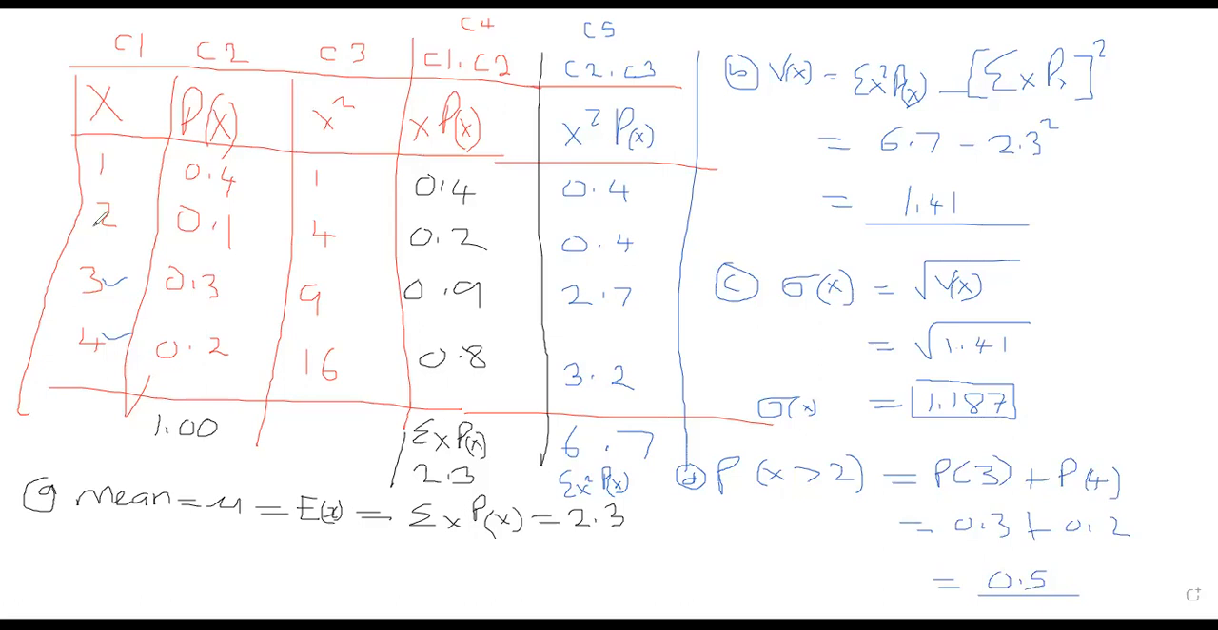If they say probability of x greater or equal to 2, we're starting from 2, so we add 2, 3 and 4, which gives 0.6. For probability less than 2, we only have what? 0.4. Any questions at this point?